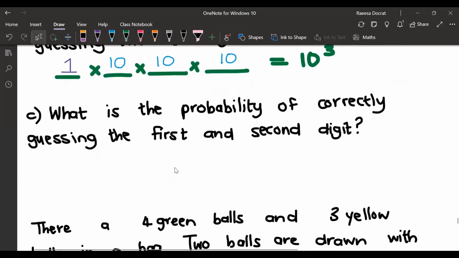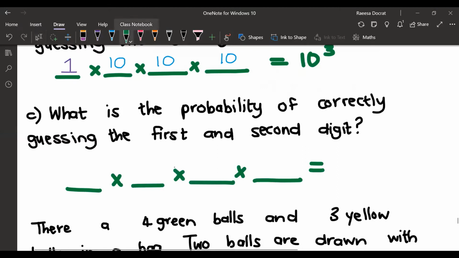Then it says, what is the probability of guessing the first and the second digit correctly? So again, using the fundamental counting principle, there's one digit that's correct for the first one, so there's only one way of choosing it. Again, there's one digit that's correct for the second one, so there's only one way of choosing it. Then for the third and fourth digit, it does not matter as long as we have the first 2 digits correct. So we have 10 options for each of those, so it's 10 to the power of 2.